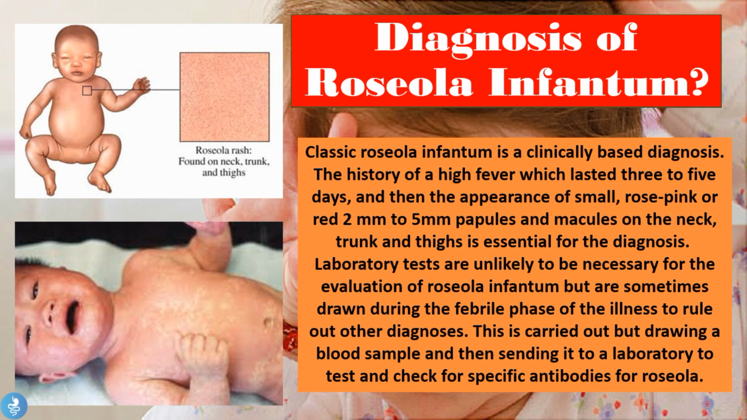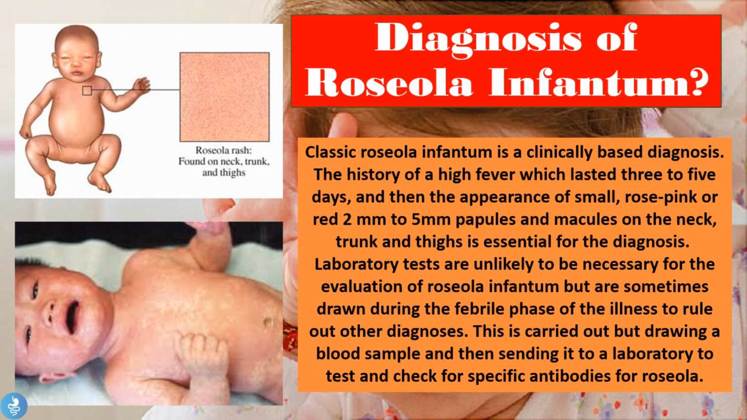So now let's talk about the diagnosis of Roseola infantum. Classic Roseola infantum is a clinically based diagnosis, and this means that the history of a high fever, which lasted approximately 3 to 5 days, and then the appearance of the small rose pink or red 2 mm to 5 mm papules and macules on the neck, trunk, and thighs is essential for the diagnosis. So this means that usually, based on the patient's history of the disease and the classic fever, as well as the classic rash, we can put a diagnosis of Roseola infantum.